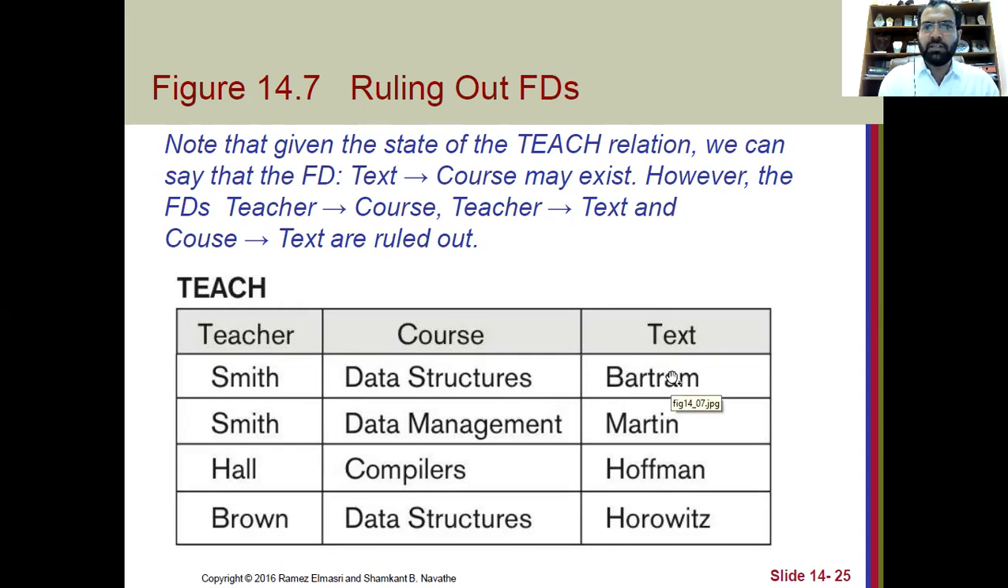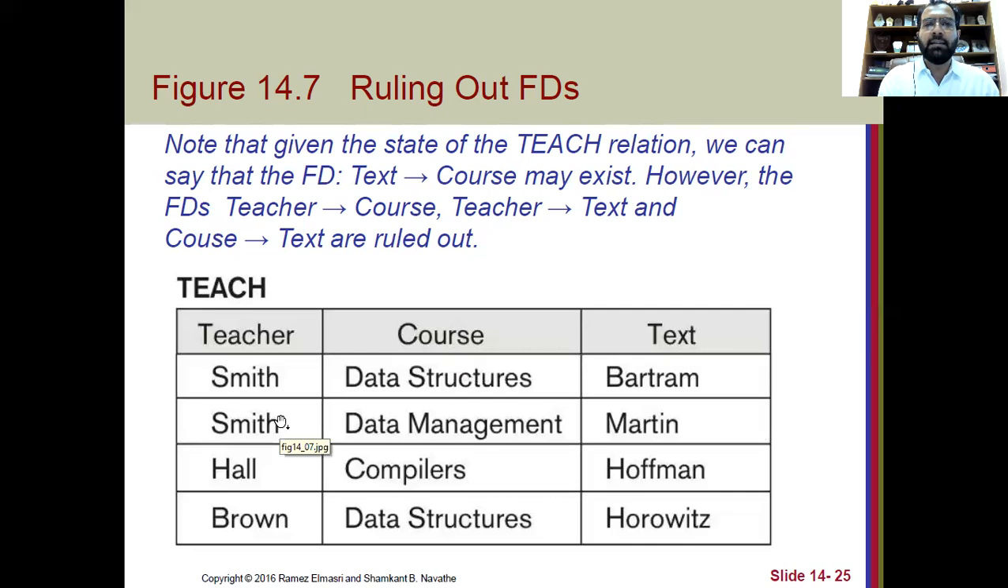according to the FD definition that persists in this particular table. But let's suppose I want to see whether course determines text, whether this one is possible or not. So data structure determines Bartram, data structure determines Horowitz. The same value determines two different values in the next column. So here the definition of the FD is violated. Therefore, I can say that course determines text does not exist, although text determines course does exist.